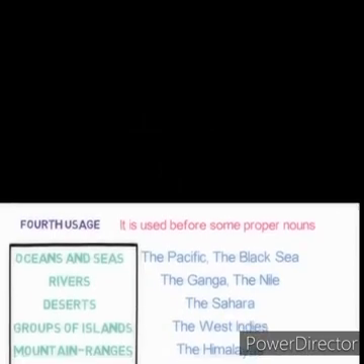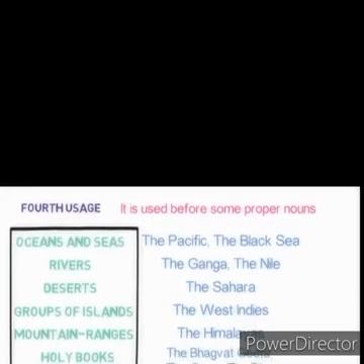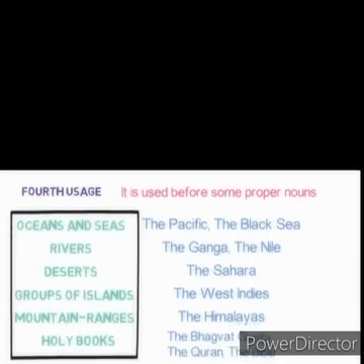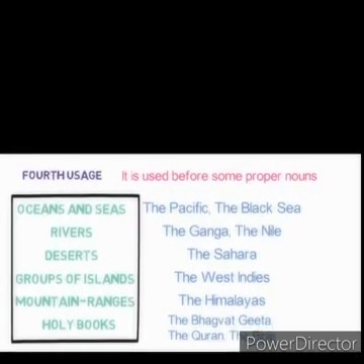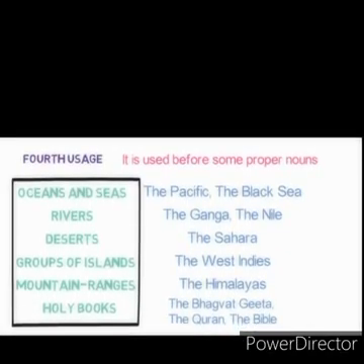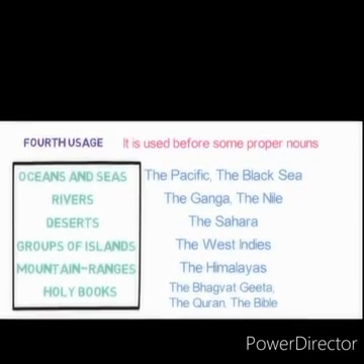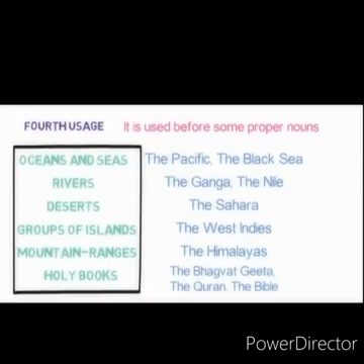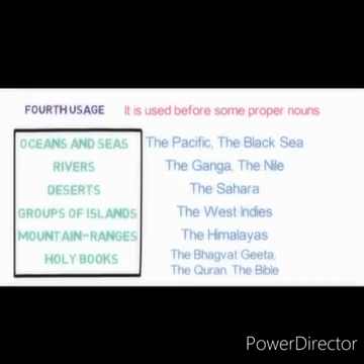Fourthly, article the is used before some proper nouns. Remember, before some. It is not used with all the proper nouns. It is only used before some proper nouns. Like names of oceans and seas, names of rivers, names of deserts, group of islands, mountain ranges, and names of holy books. So with these proper nouns, we use article the.